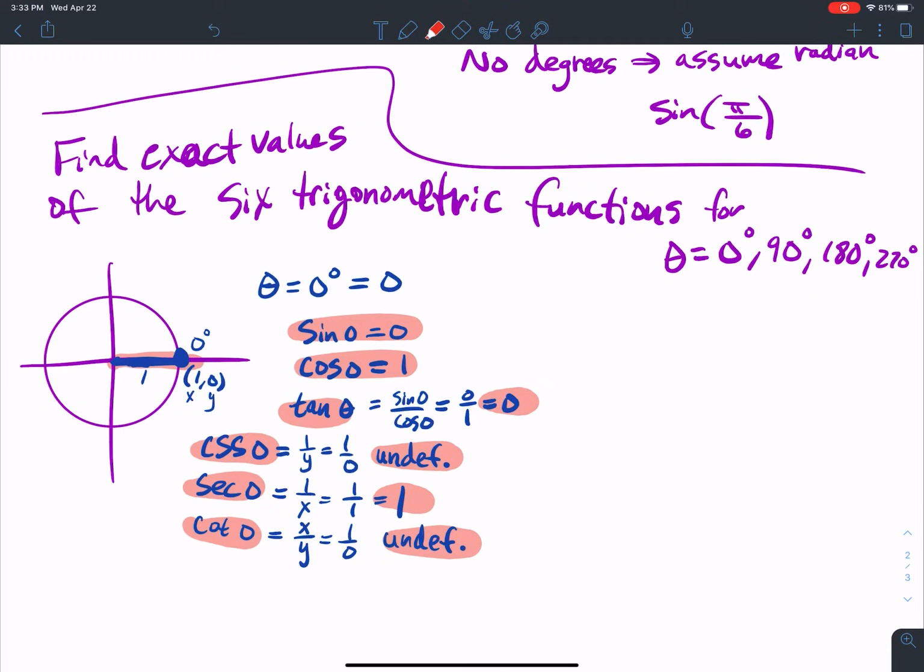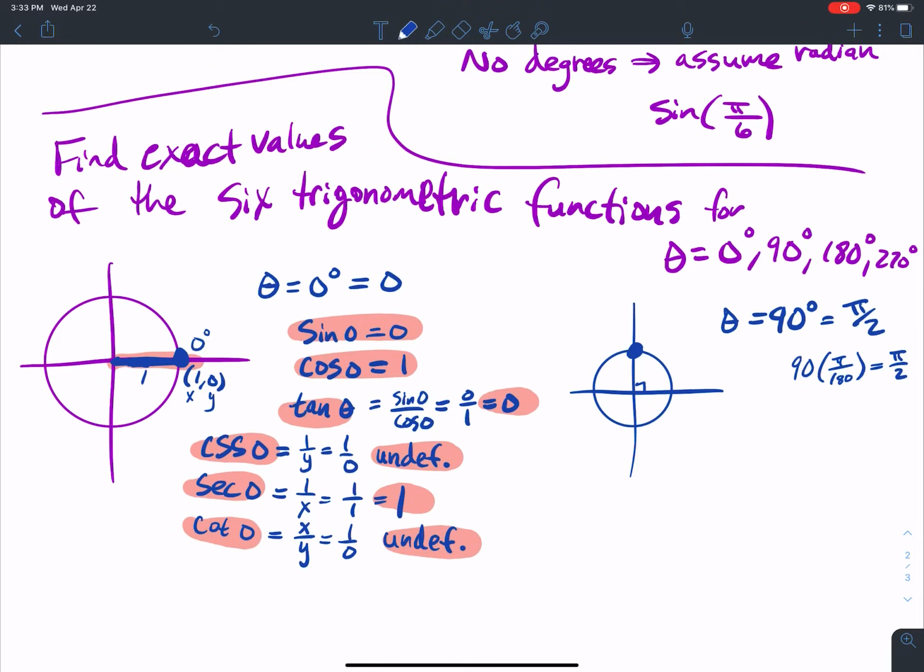What about right here? At theta equal to 90 degrees, let's think about this in radians. That's 90 times pi over 180. 90 divided by 180 is 1 over 2. So that's pi over 2 right there.